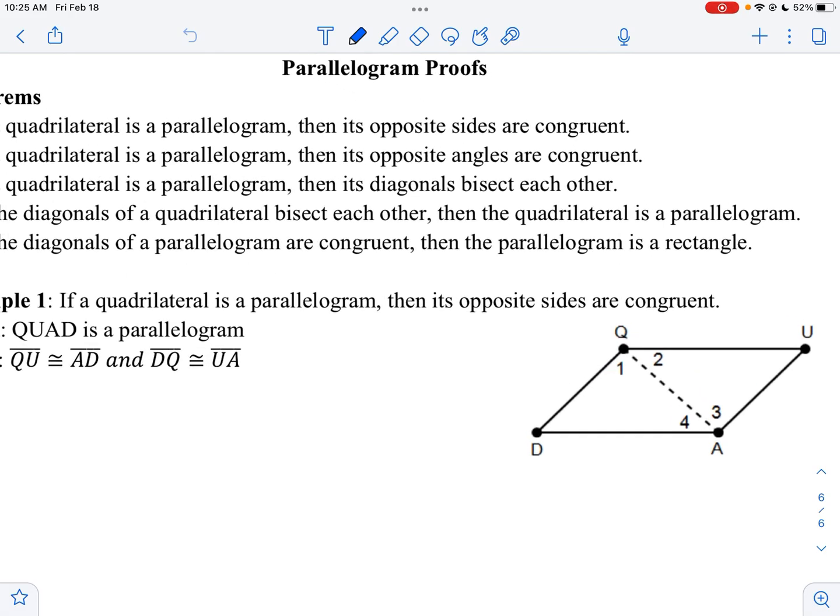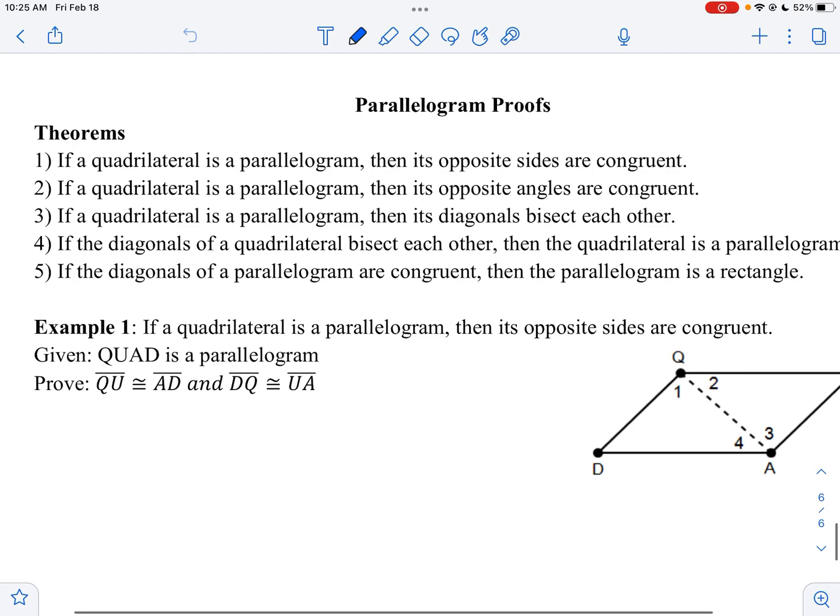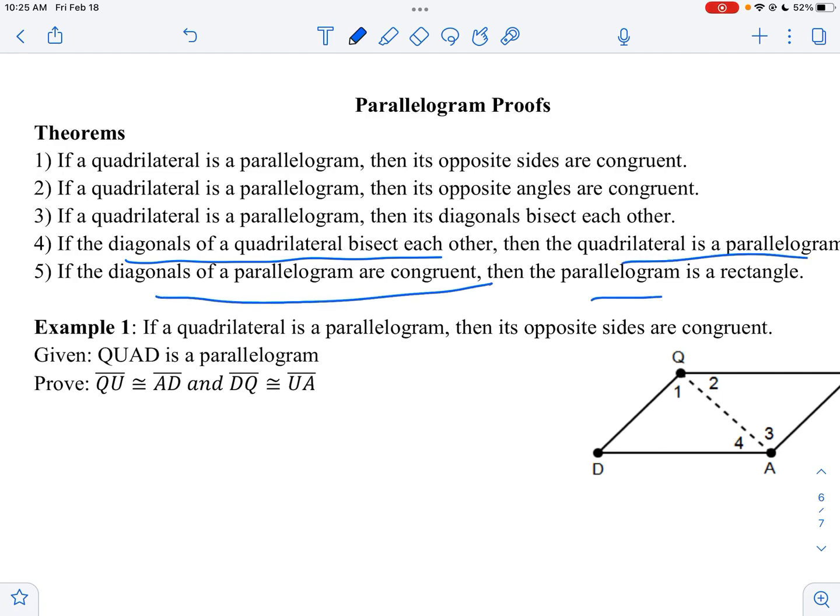So here's a list of proofs you're going to be able to do by the end of this unit, proving that if you have a parallelogram, then opposite sides are congruent, opposite angles are congruent, that the diagonals bisect each other, and some reversals here. If the diagonals bisect each other, then it's a parallelogram. Or if the diagonals are congruent, then it's a rectangle. So those are a little bit different kinds of proofs. But all of them do require you to just take your parallelogram and split it into triangles.